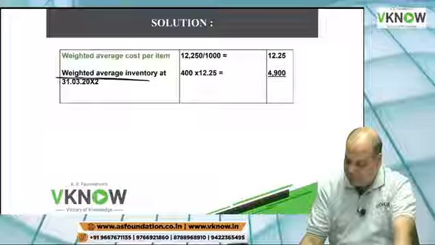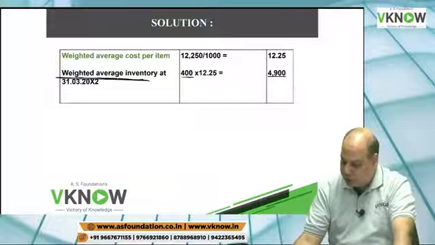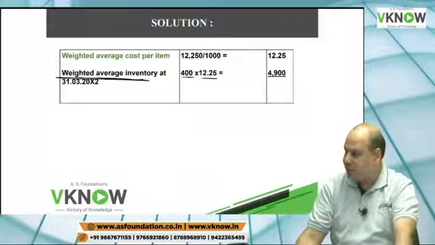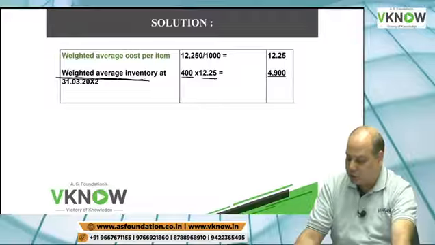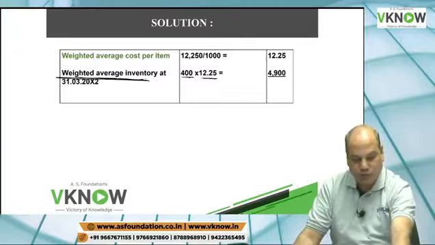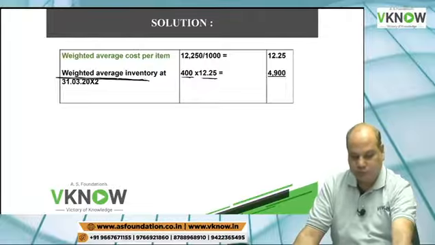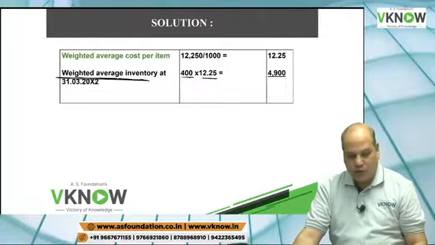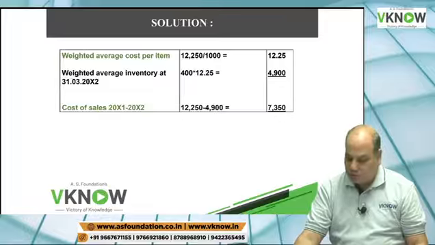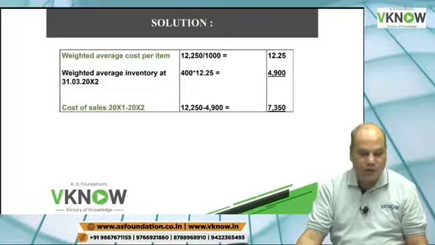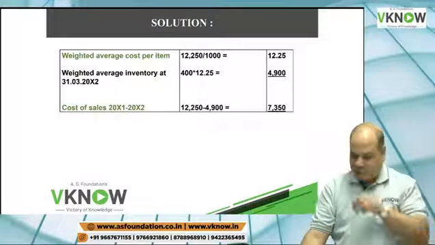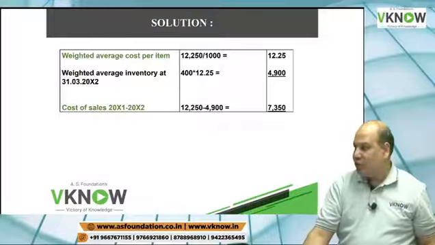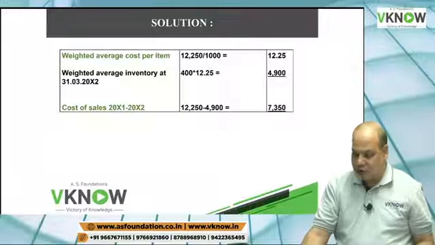Weighted average inventory will be 400 into 12.25. How much is 400 into 12.25? 4900. And cost of sale, Falak Mehta is right, 7350. Most of you got it right. It seems you have done costing material chapter very efficiently.